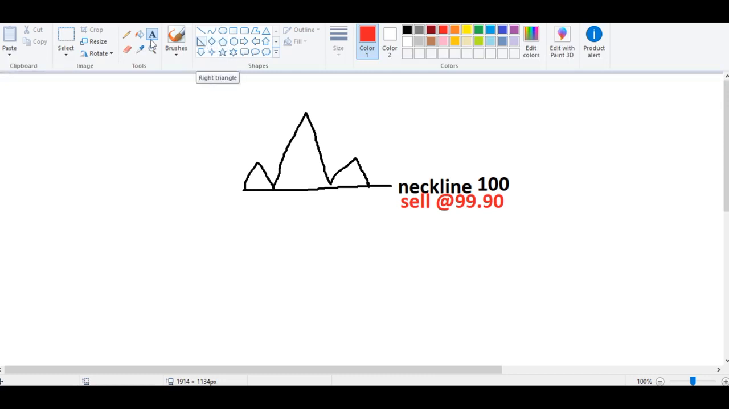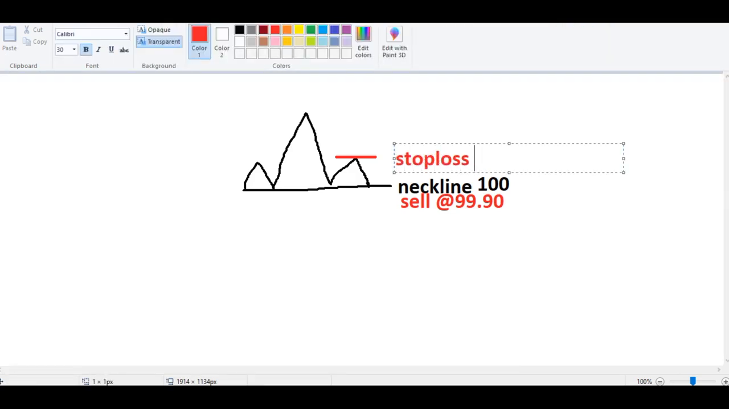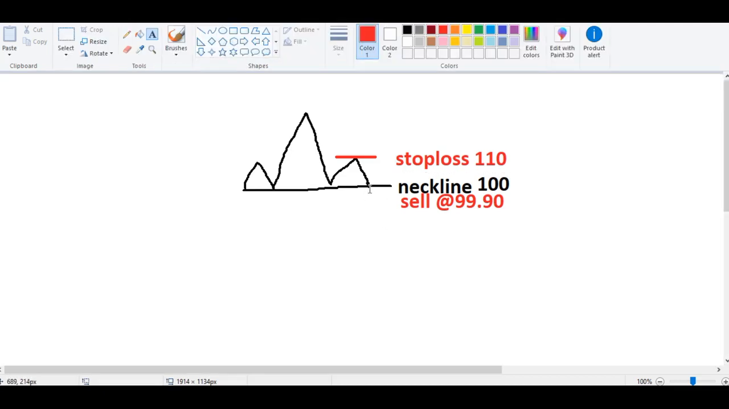Now what will my stop loss be? A stop loss is nothing but how much you're willing to risk on a particular trade. Means if price goes above this level, let's say my stop loss is 110. So if price comes below and then goes back above 110, I will exit the trade at 110. Means I will book my loss at 110, about a 10 rupee loss. So that is what a stop loss means.